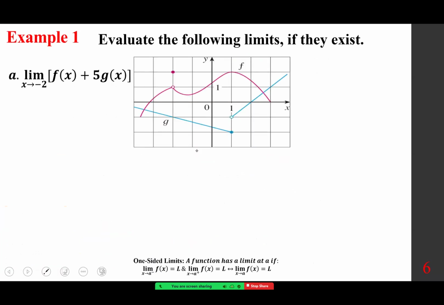For example, if we want to find the limit of f of x plus 5 g of x as x approaches -2, in this example 1, we're going to evaluate the limits given the graph. And remember, you guys have access to this. You don't have to draw this. It is under the module in Canvas.